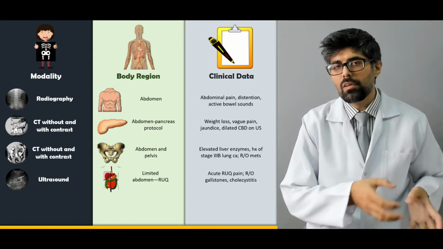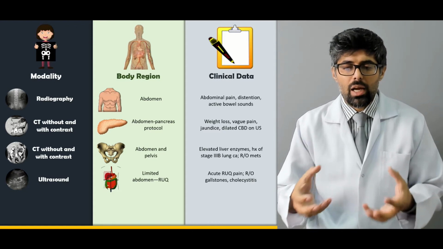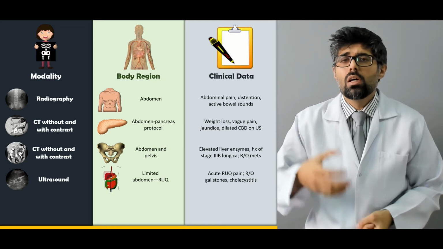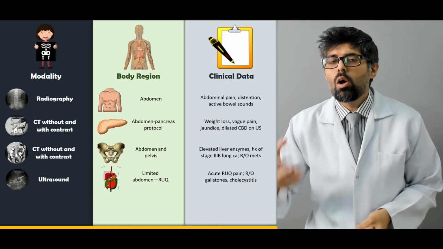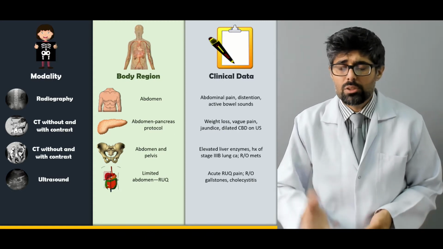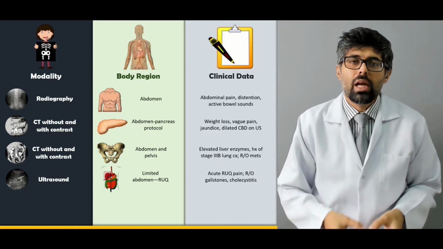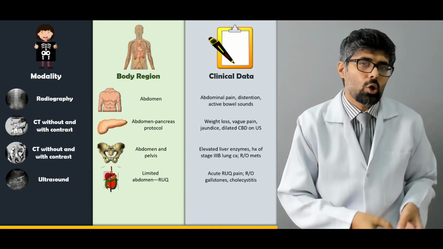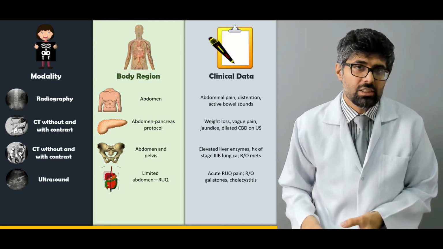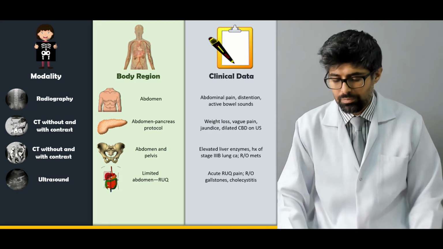Now if we have a history of acute pain from the right upper quadrant, and there is some history of fever or increased white cell count, that is leukocytosis, then we do this in order to rule out any acute or chronic cholecystitis or cholelithiasis, that is, gallstones, or stones in the common bile duct.